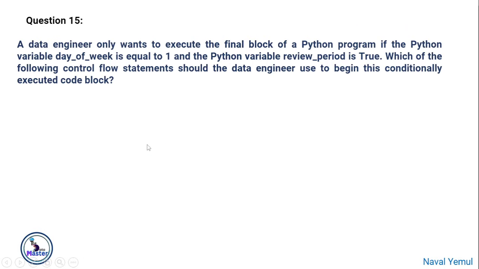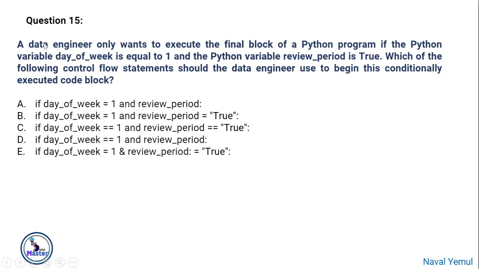So moving forward, this is what I want to focus on. A data engineer wants to execute the final code block of a Python program if the Python variable, which is the variable day of the week, is equal to 1. As I've told you, whenever you want to specify equal to 1 in Python, you need to give a double equal to. So only two options come out of these, C and D, because they have a double equal to. Okay. And the Python variable review period is true. So they are saying that review period is true. So again you will be confused whether the answer is C or D.